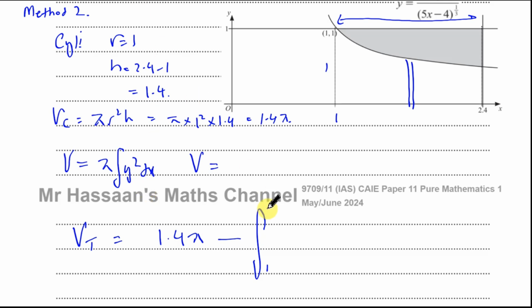between 1 and 2.4 of y squared, which is going to be, as we discussed earlier, 5x minus 4 to the power of minus 2/3 dx. And that should give us exactly the same answer. Don't forget the pi. There should be a pi here as well. Okay, let me just plug in my pen. Running out of ink.